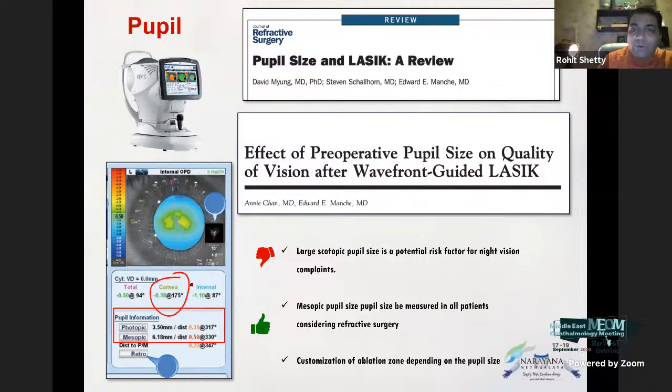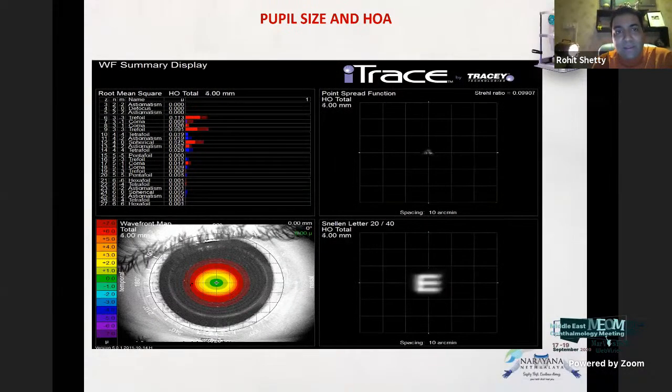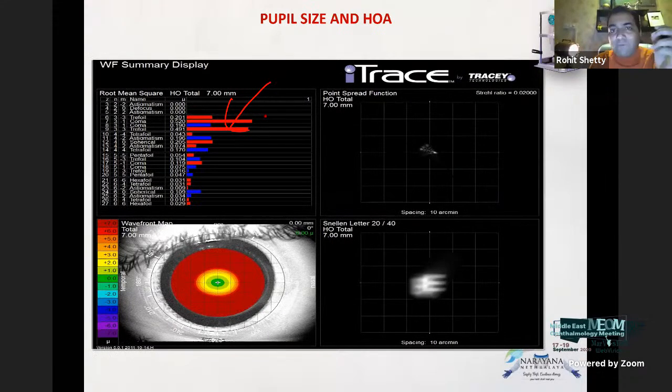And you'll have to look at what size of pupil you are doing. Why is pupil important? As the pupil size increases, you can see the aberration increases. So you have to be very careful, especially in a patient who has a high aberrometry.